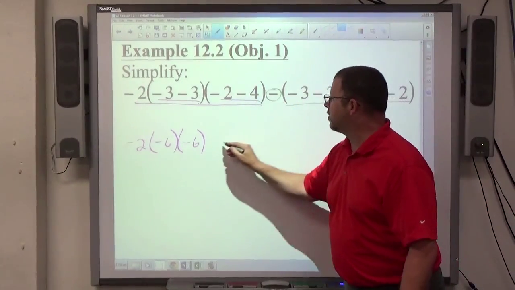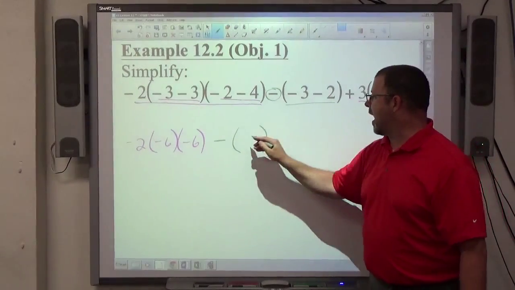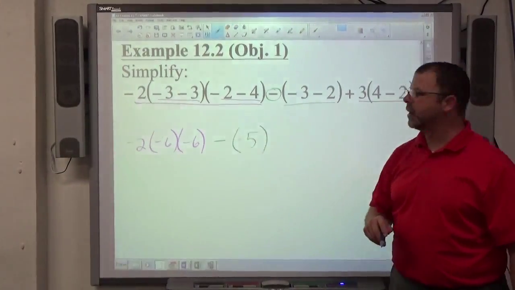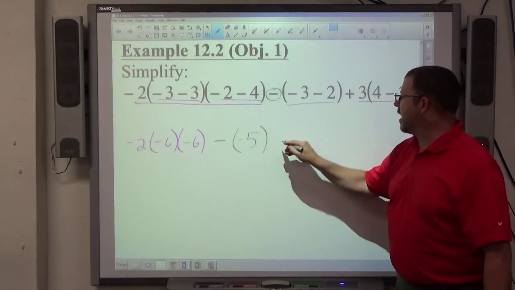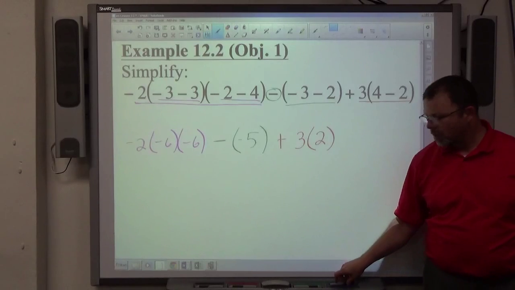Next, I got a minus sign, so there's a minus sign. Next parentheses, -3 and -2. I'm going to add because the signs are the same. 3 is bigger, so it's negative. On the red part, I got plus. I've got a 3 that's not being dealt with yet. 4 minus 2 is equal to 2.